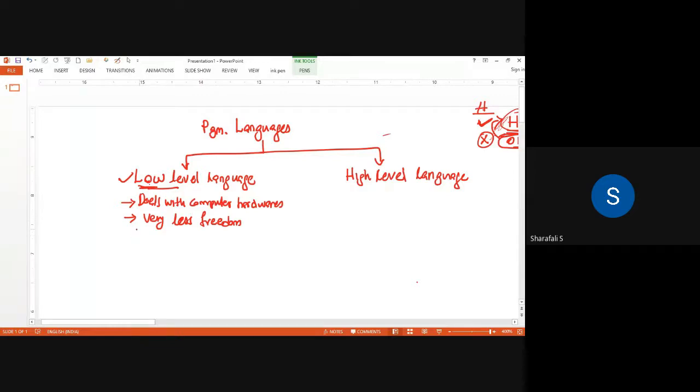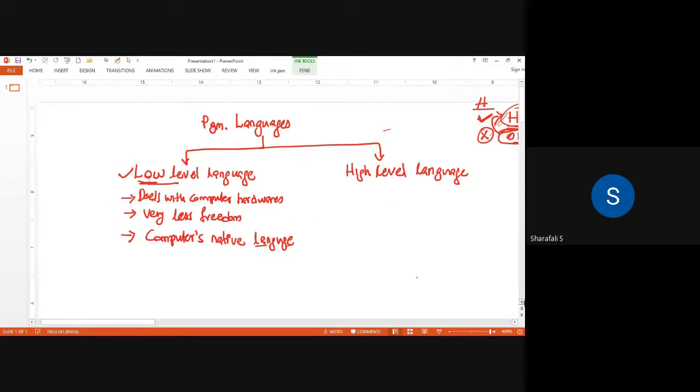So we can also say this is the computer's native language. We all have a native language that only some particular people can understand. Similarly, the computer's native language is this low-level language, which is used by the computer system to communicate within the system, between hardware parts, different devices, and different parts inside the system. And this low-level language we can classify further.